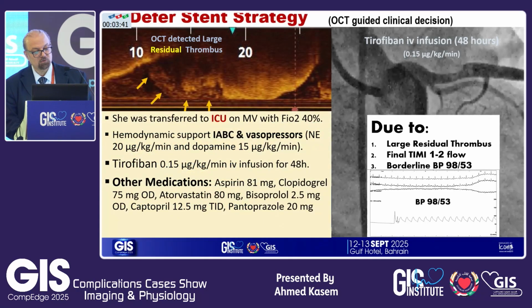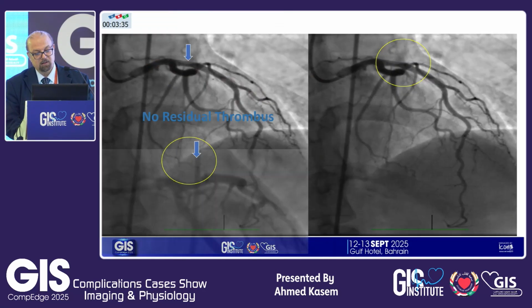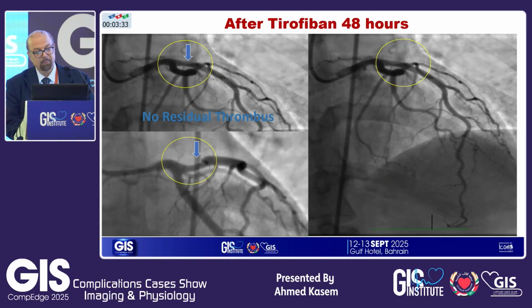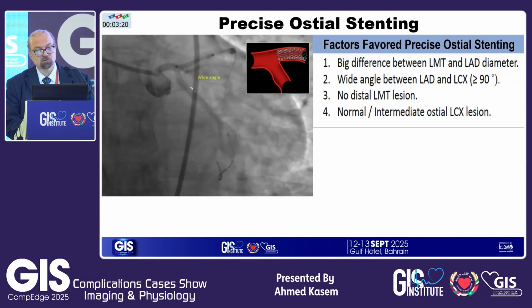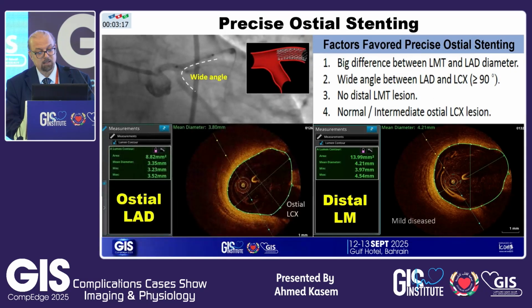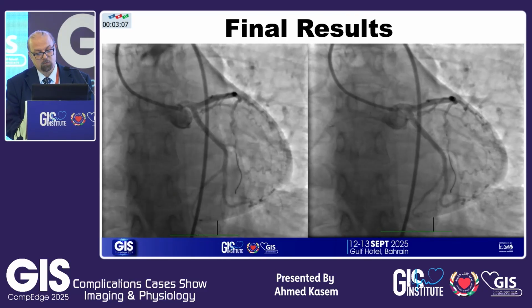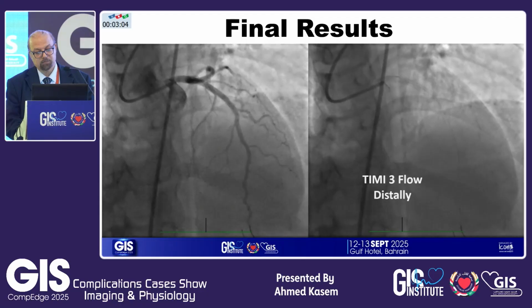The patient was shifted to ICU, still on nitroglycerin, vasopressors, tirofiban given, and all other medication. And I brought her back after 48 hours. There is clearance of the haziness of the thrombus in the distal shoulder, which was huge black. So antegrade flow distally now. So I decided to deploy a stent. After I repeated OCT, there is a little bit of involvement of the distal left main or ostial circumflex. So I decided to make precise ostial stenting for her, and this is the final result.